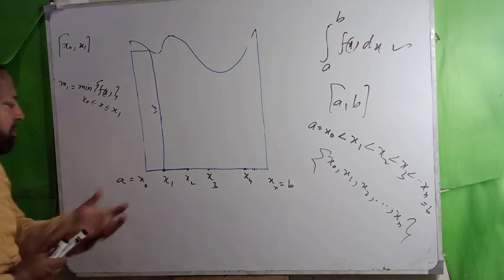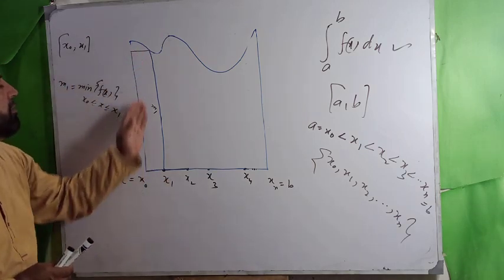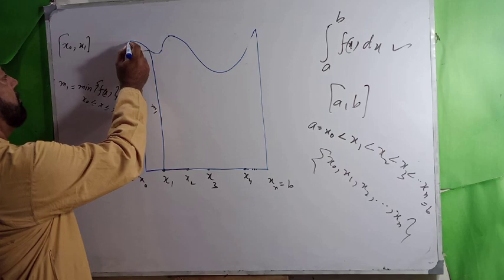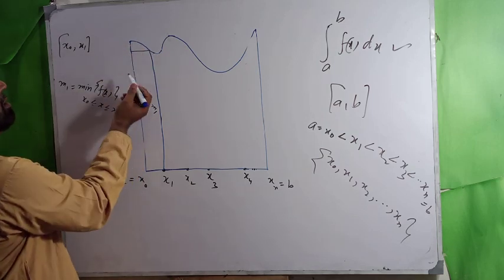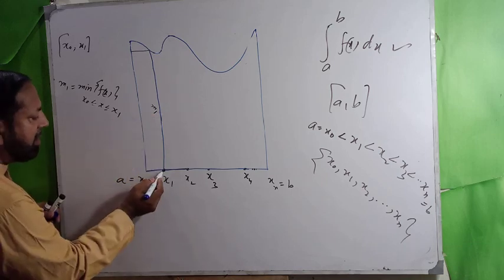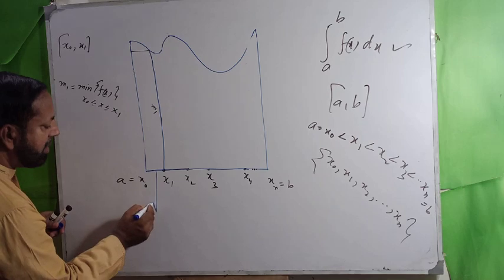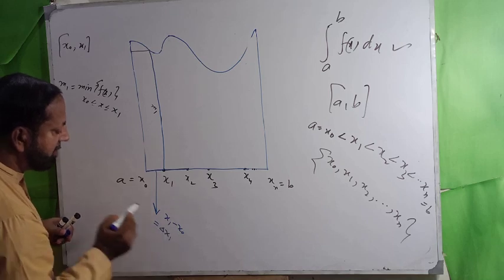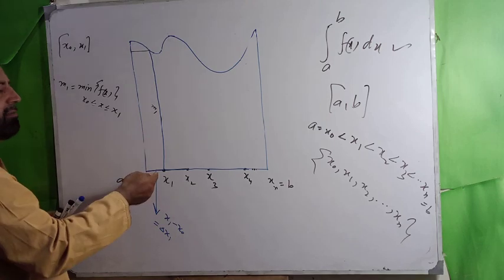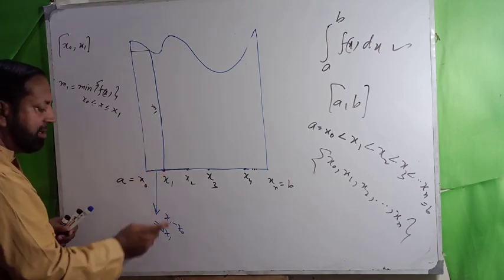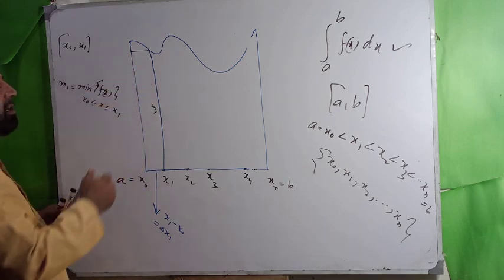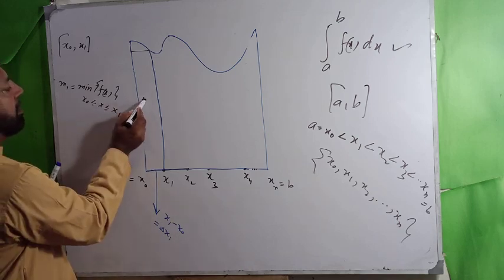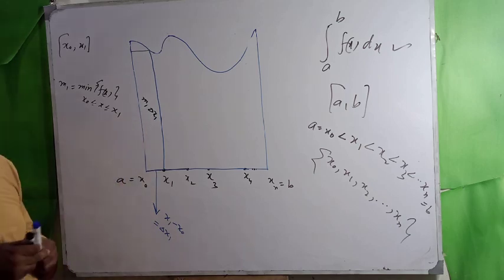Corresponding to this small interval, you have infinite values of this function, but the smallest value is this. This is your M1. Similarly, I can find this length, which is x1 minus x0, and you label this length as delta x1. Now, if this height is M1 and this base length is delta x1, what is the area of this rectangle? The area of this rectangle is M1 delta x1.